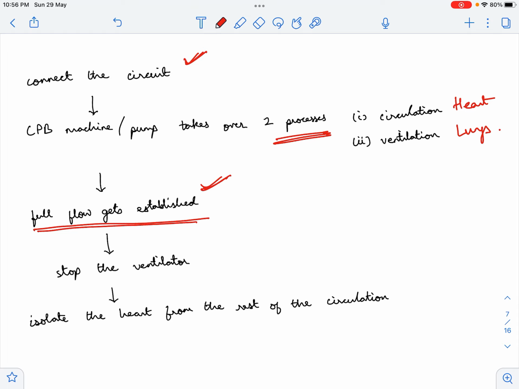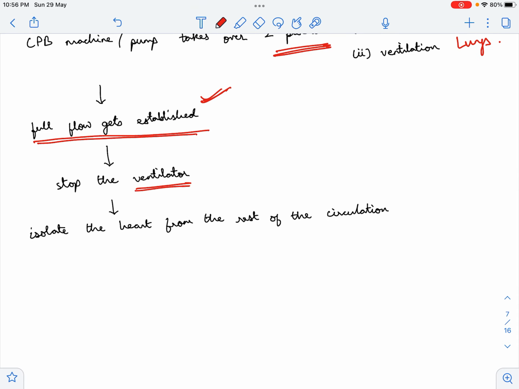Then what do you do next? You stop the ventilator. Now, what ventilator are we talking about? Before you do any surgery, when the patient is going under general anesthesia, the patient is connected to a ventilator, right? This is the ventilator that is being stopped now. Once the ventilator is stopped, your next goal is to isolate the heart from the rest of the circulation.